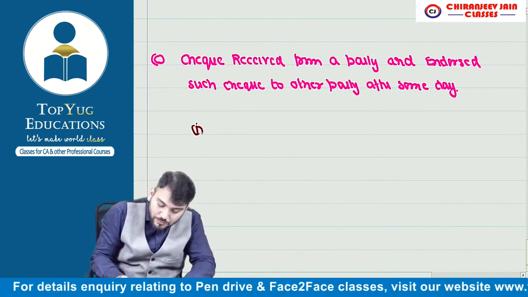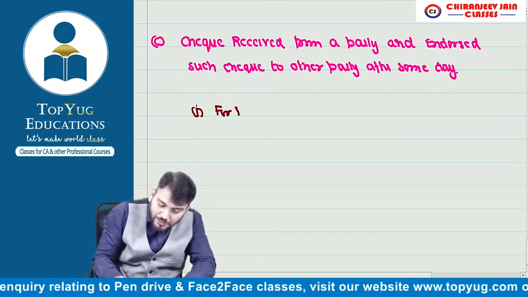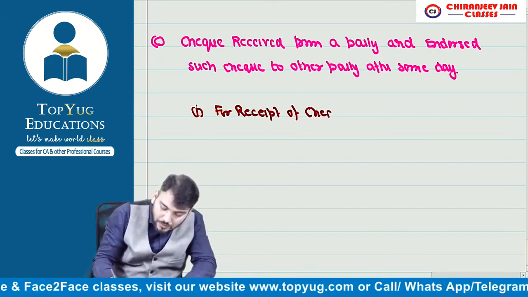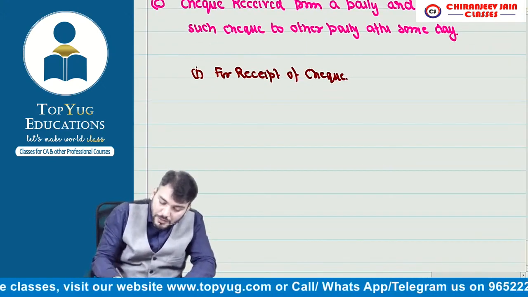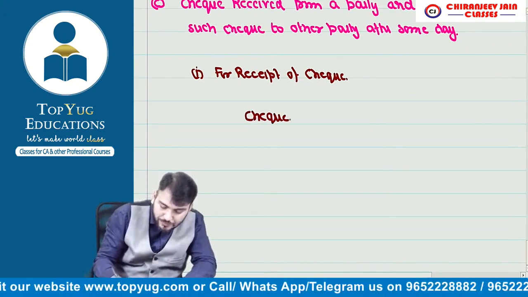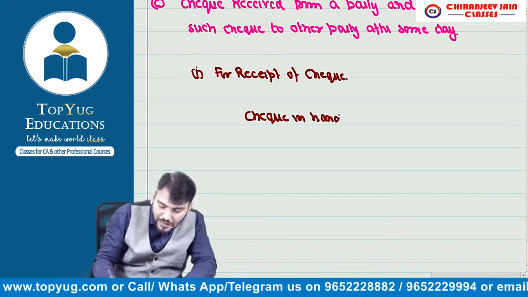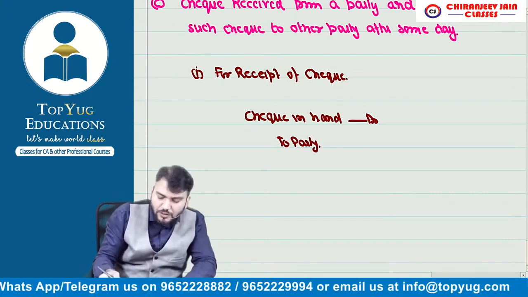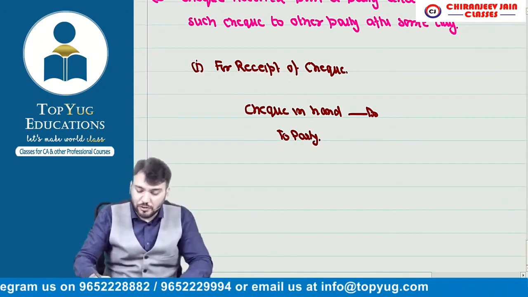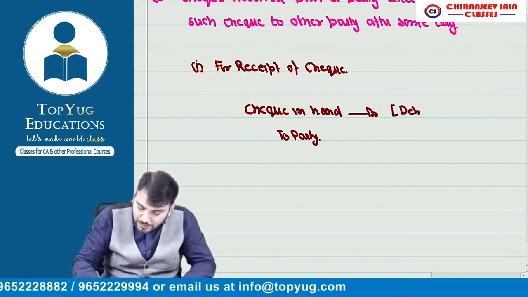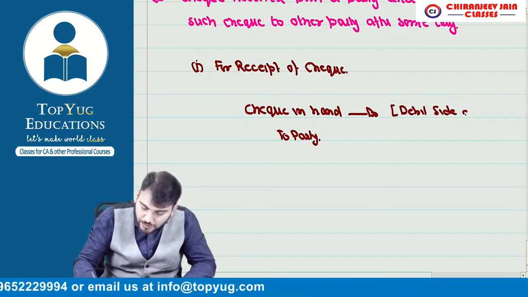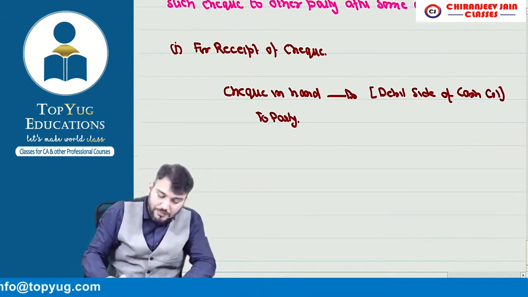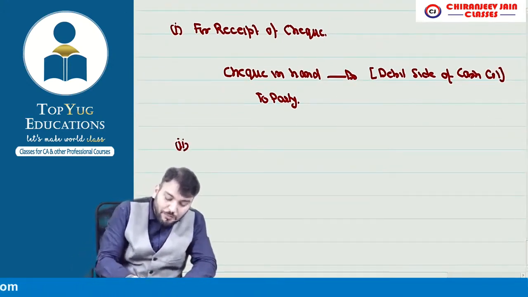So tell me, for receipt of check, what journal entry? Check in hand account debit to party. Normally we receive a check from a debtor only, so I can write debtor also. So this is the debit side of the cash column. Correct? Tell me, for endorsement of check, what journal entry?